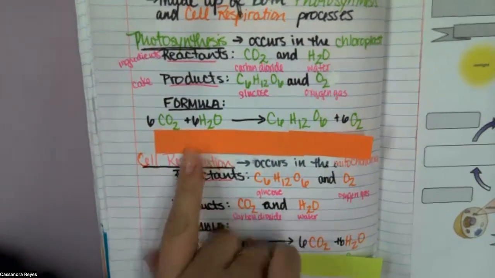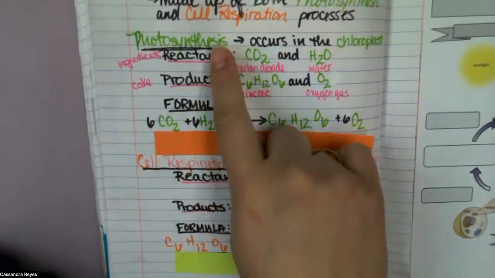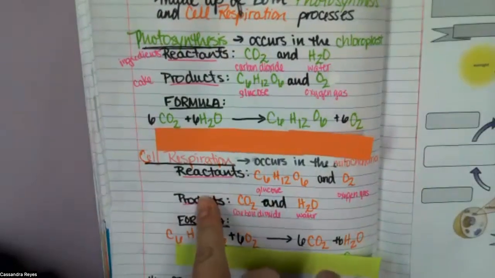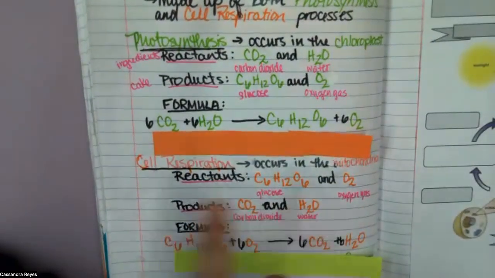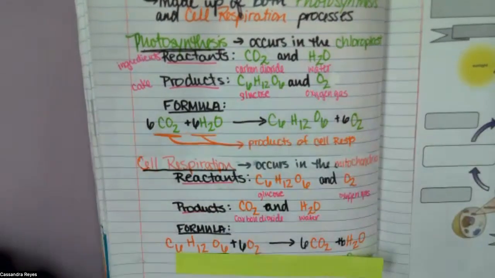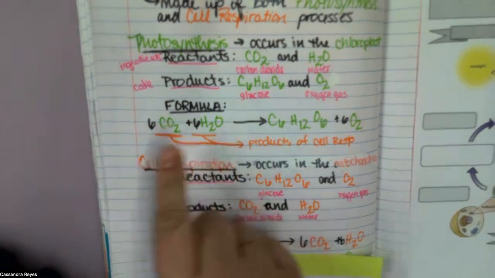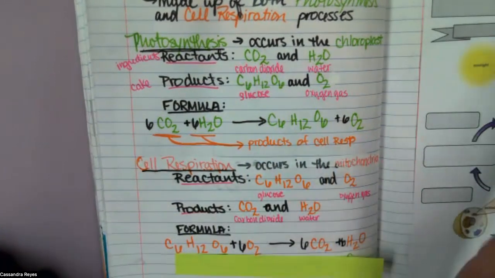This right here looks real familiar, right? That looks real familiar. These things that are the reactants for photosynthesis show up over here in the products for cellular respiration. That's kind of curious. Well, guess what? It is a thing. So these two right here, carbon dioxide and water, are actually going to be products of cellular respiration.